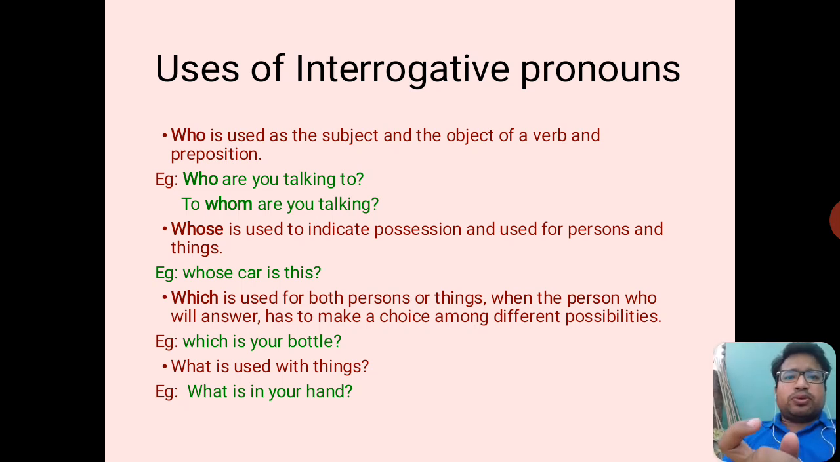So the distance between the word and the noun that "which" is qualifying is very small. They are placed quite near. Whereas if you see in this sentence, "Which is your bottle?", the noun bottle becomes the object of the sentence. So you have to keep these things in mind.